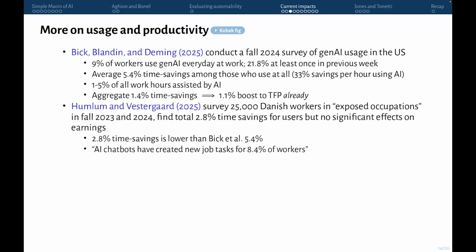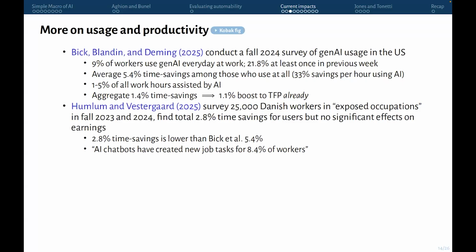There's this other paper, Humlum and Vestergaard. They have really great data where they surveyed 25,000 Danish workers in exposed occupations, fall 2023 and 2024. They find a bit lower time savings than the Bick, Blandin paper, 2.8% for users, but no significant effects on the earnings. They're able to link their data to labor market outcomes.